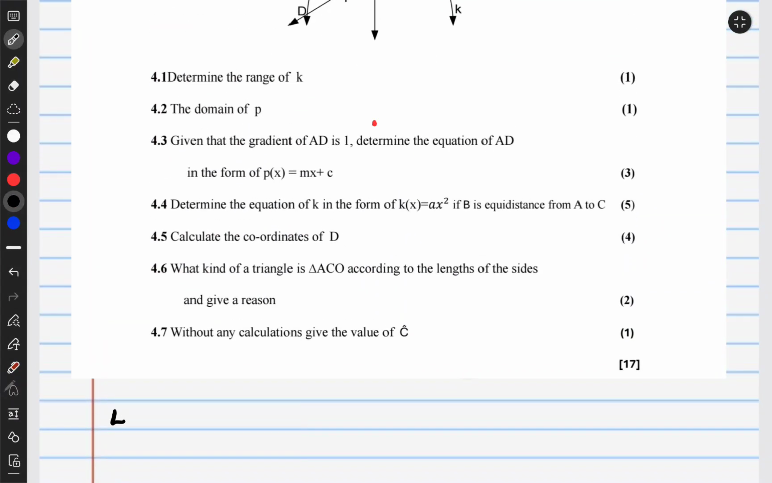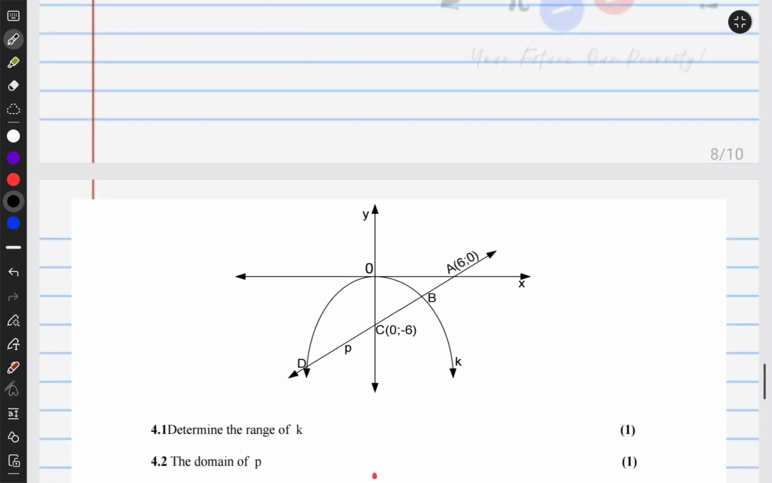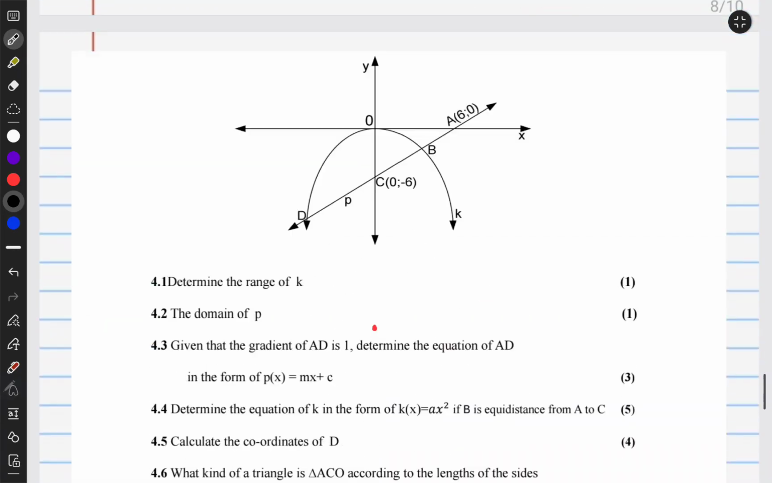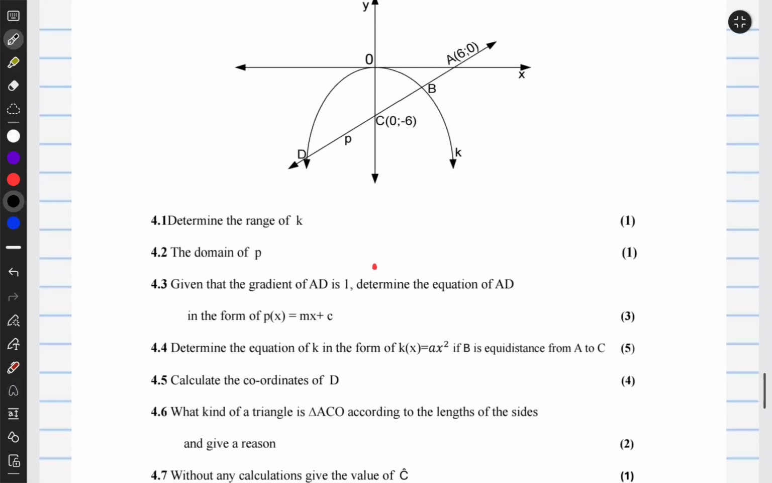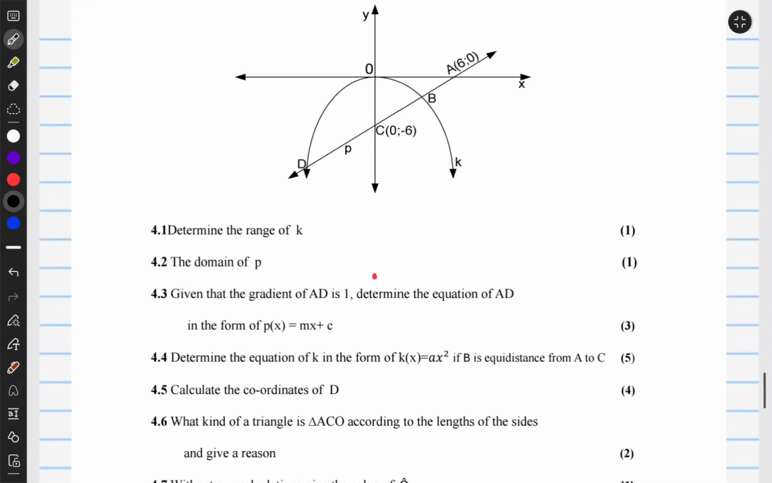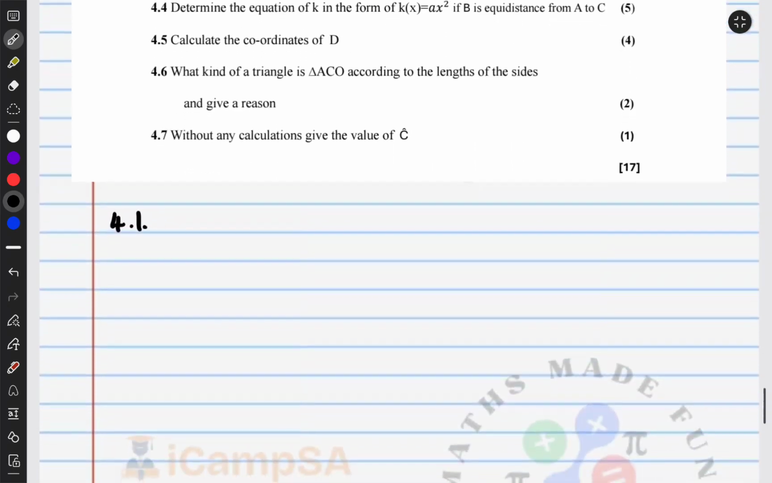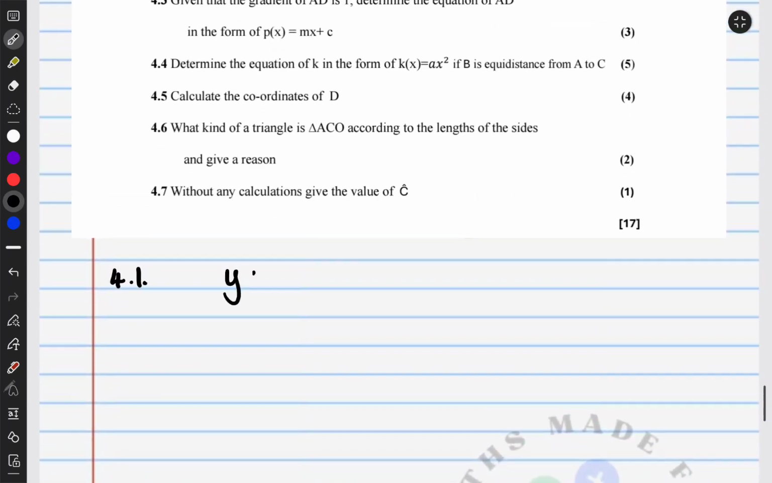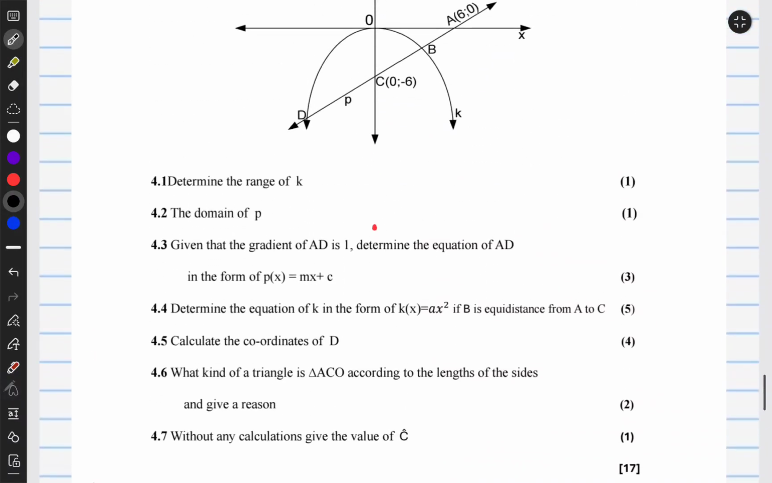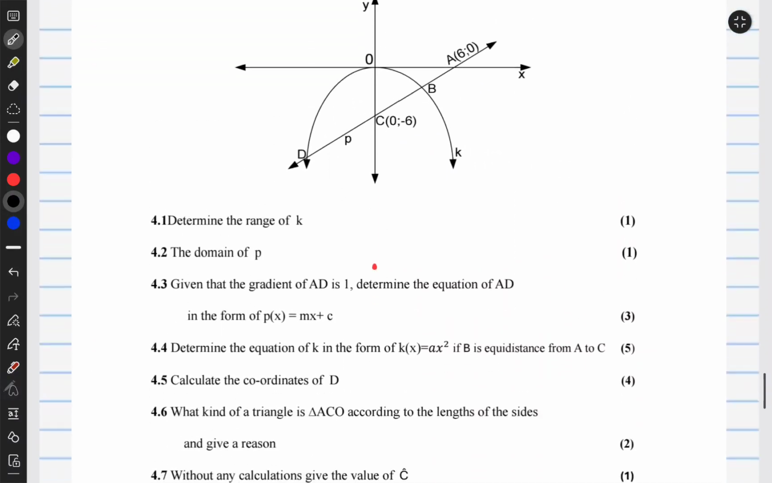So for 4.1, we are asked to determine the range of K. We can see that our graph is facing downward, but it goes from 0 to -infinity. So we say y is an element of 0 to -infinity. These are all the values for which our function exists.